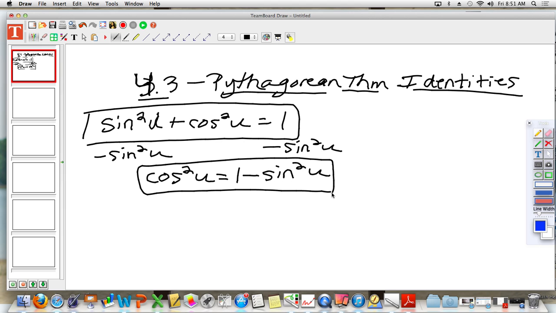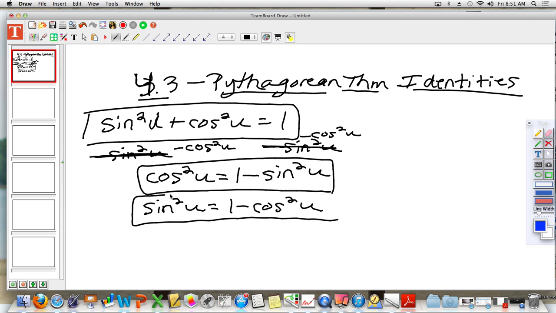Now I'm going to go back and get rid of this subtracting the sine squared, and I'm going to subtract cosine squared of u, and then subtract the cosine squared of u over here. So you are going to be left with the sine squared of u is equal to 1 minus the cosine squared of u. That is pretty much the same identity, just written another way.